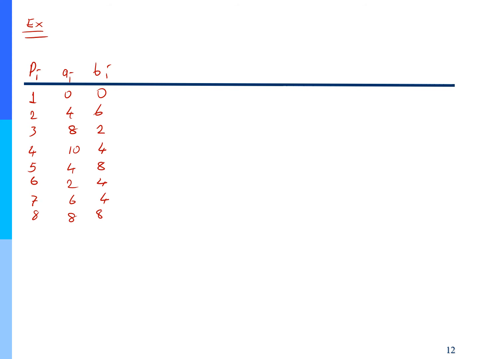So I want to solve another example here. In this example, we will have 8 facilities. Let me list the facilities here, their Pi, ai, and bi values. These are the problem input, remember. So I have 1, 2, 3, 4, 5, 6, 7, and 8 facilities and their x and y coordinates. The first one is at coordinate 0, 0. The second one 4, 6. The third one 8 and 2. Fourth one 10 and 4. Then 4 and 8, 2 and 4, 6 and 4, and 8 and 8. This is the problem data.